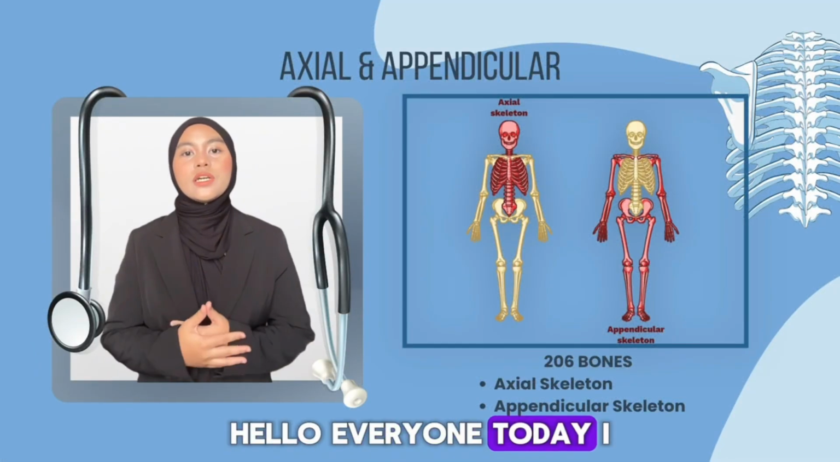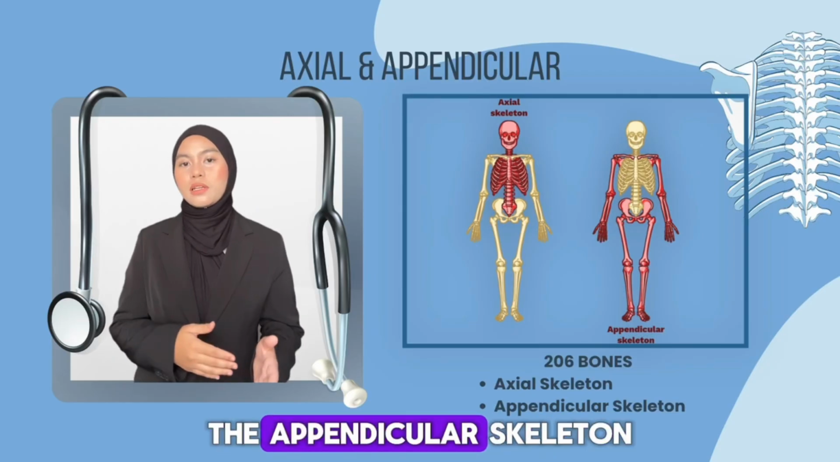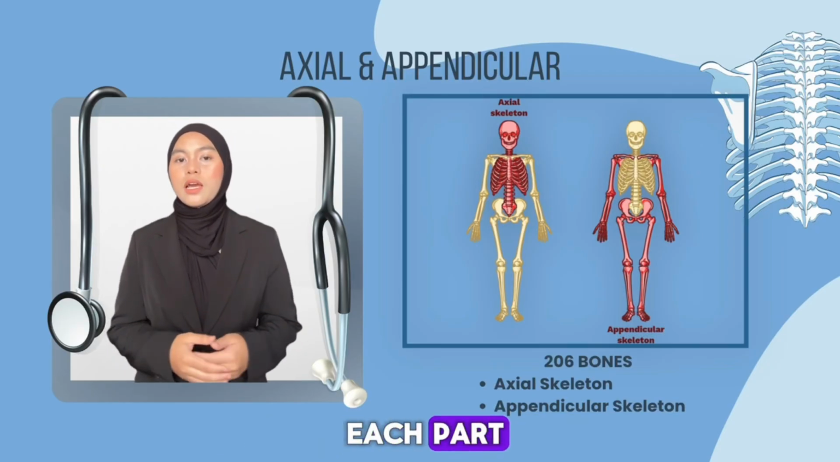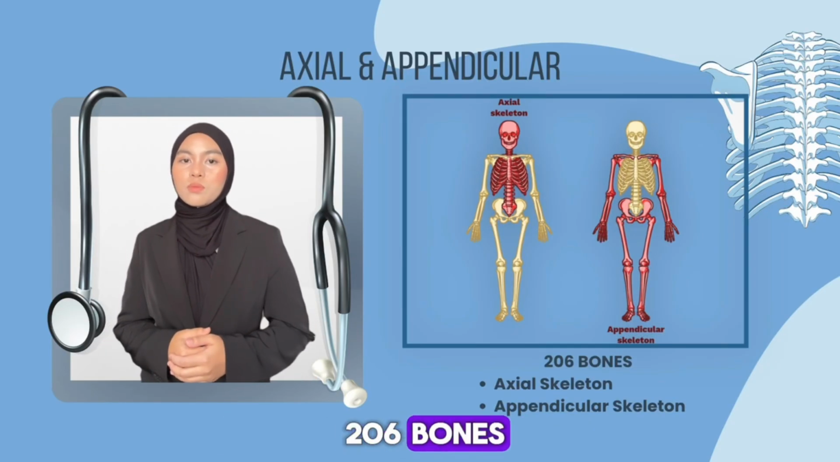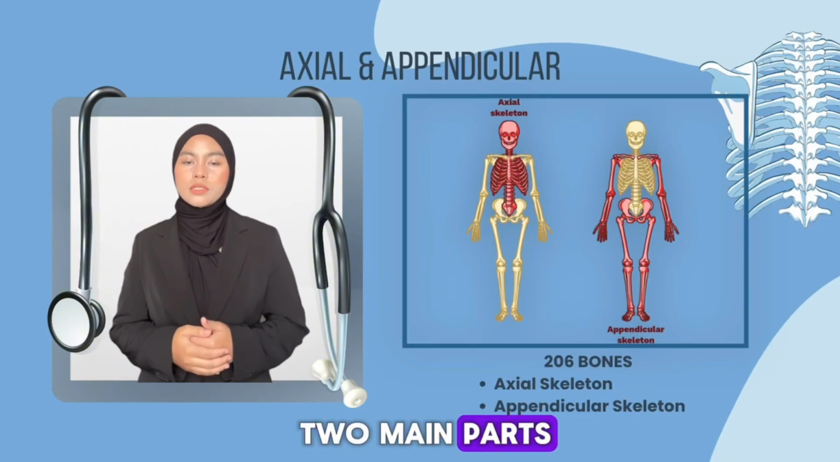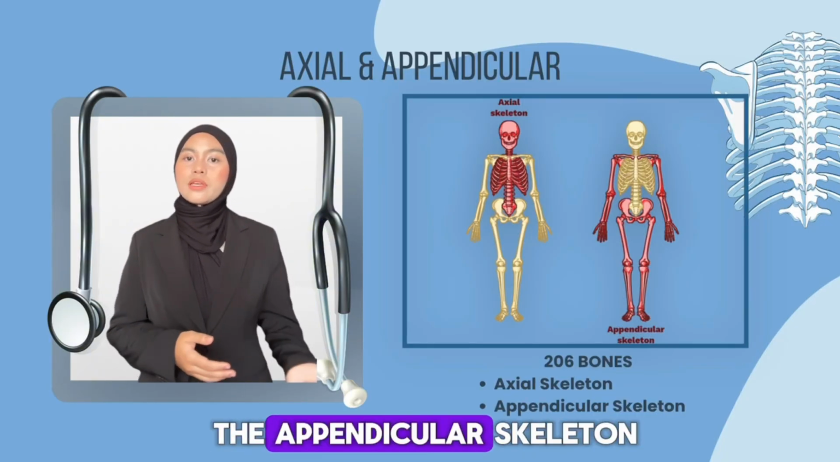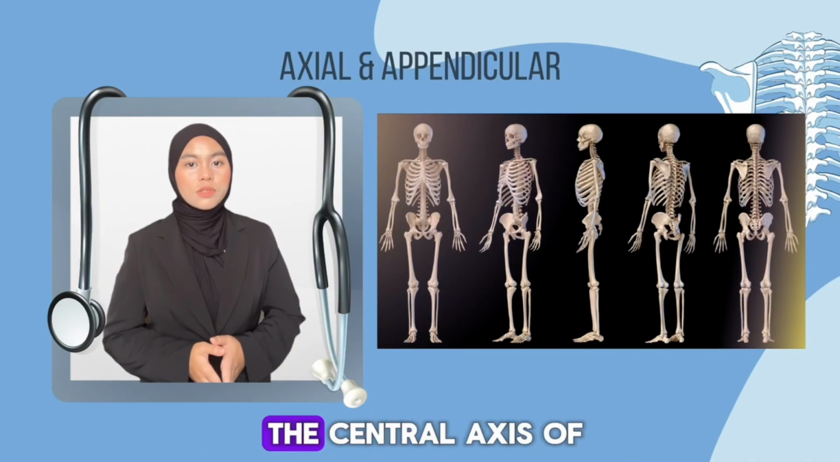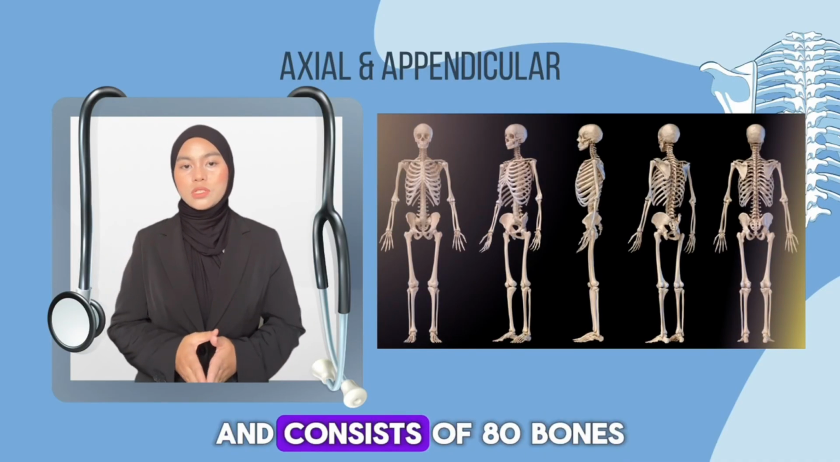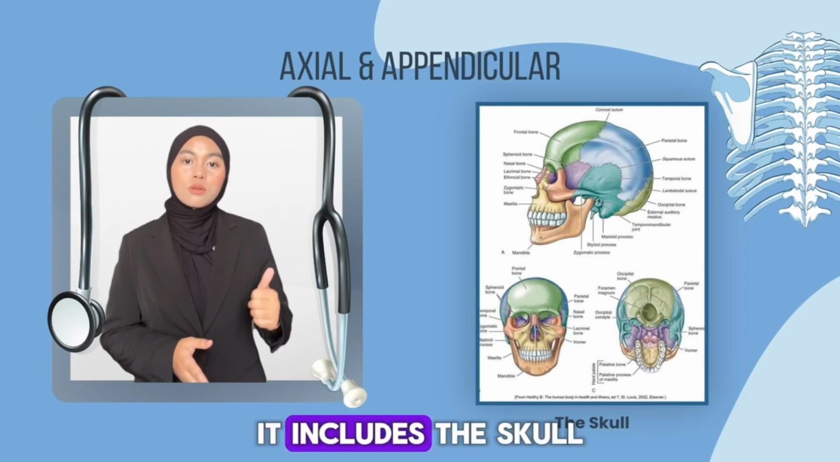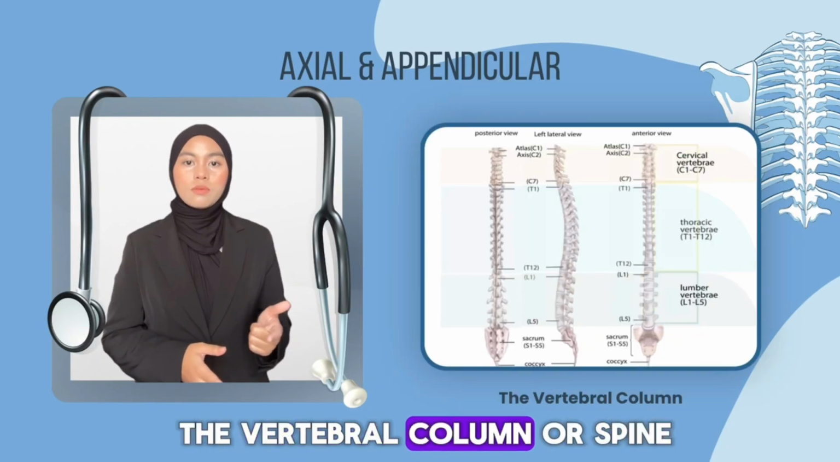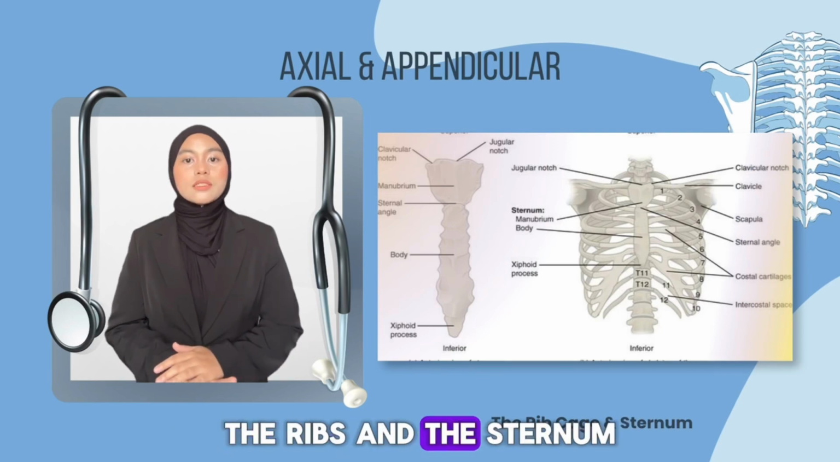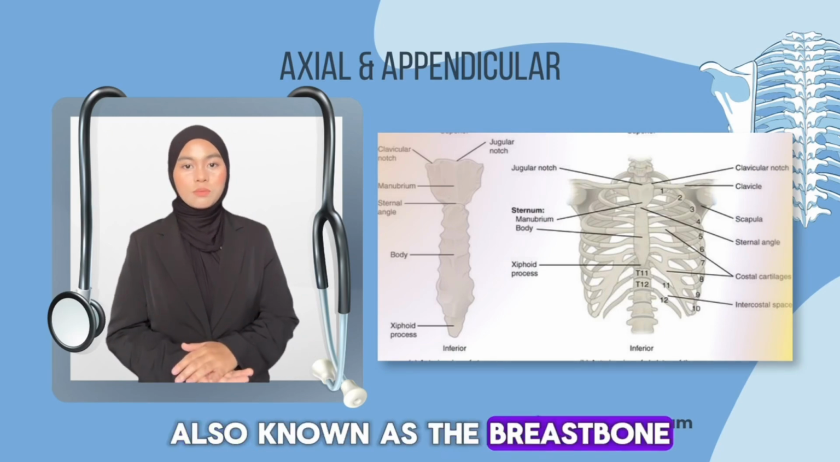Hello everyone, today I will explain the axial skeleton, the appendicular skeleton, and the functions of each part. The human skeleton has 206 bones and is divided into 2 main parts, the axial skeleton and the appendicular skeleton. First is the axial skeleton. The axial skeleton forms the central axis of the body and consists of 80 bones. It includes the skull, the vertebral column or spine, the ribs, and the sternum, also known as the breastbone.